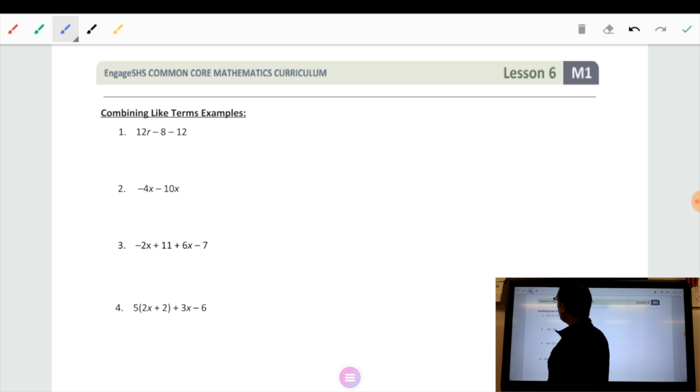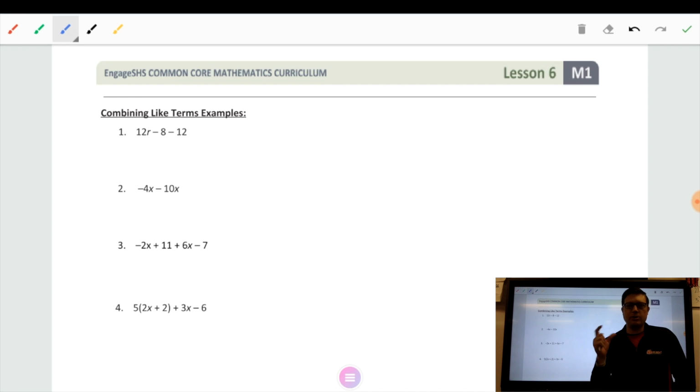Mathematically, what we're looking at is ways to combine things that have variables, like how there's a 12r in example 1, and then ways to combine just constants, or sometimes you have more than one exponent, like x squared or x to the third, and how that's different from just a single x. Let's do example 1 together.